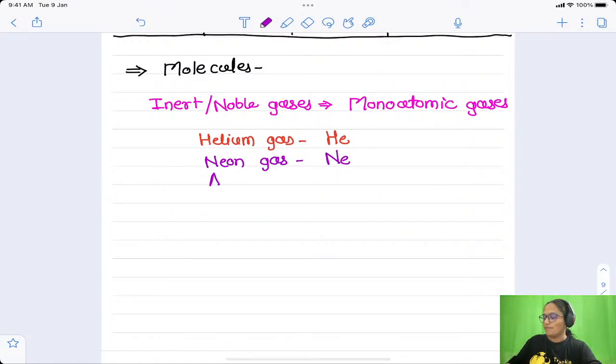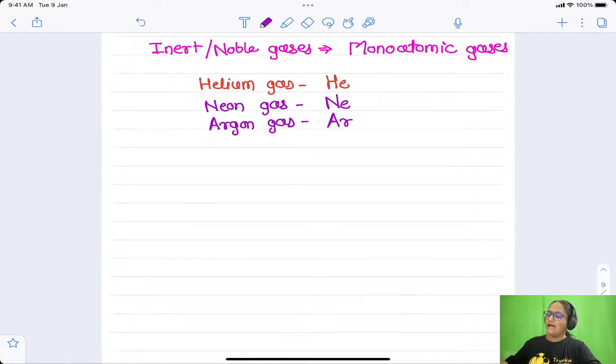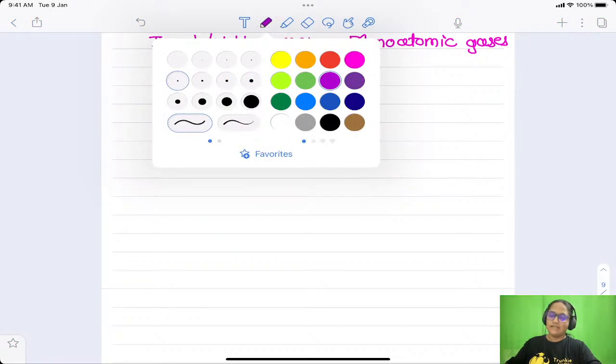Then argon. Argon is also a noble gas, right? So its formula is Ar. They do not like to marry any other atom. They are single throughout their life. They are bachelors, right? So these types of molecules are called monoatomic gases. Mono stands for single, atomic stands for they contain a single atom.